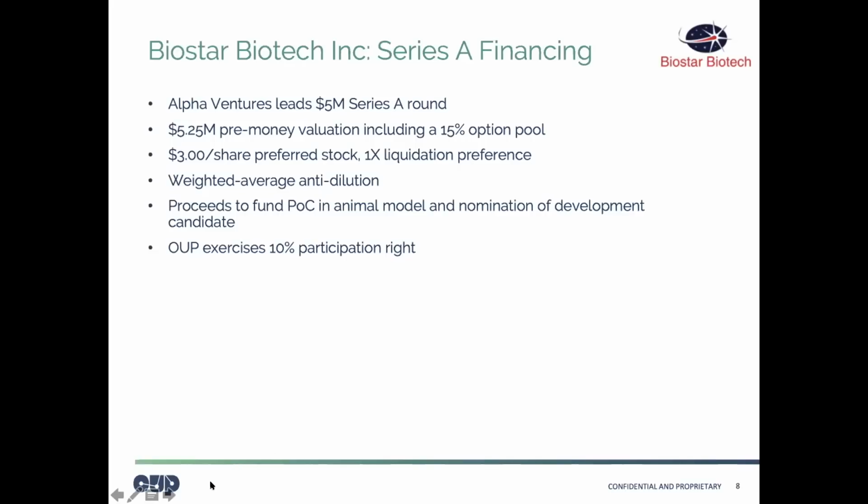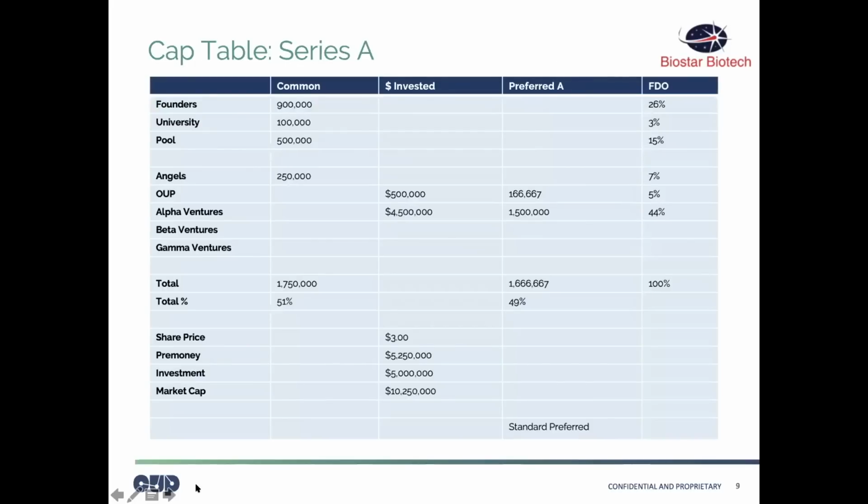And this money, $5 million in the Series A, is being used to fund a proof of concept study in an animal model and trying to nominate a development candidate. This is a type of round that OUP is very interested in, and we did in fact exercise our 10% participation right. And the cap table now changes, as you see in the next slide, after Series A.